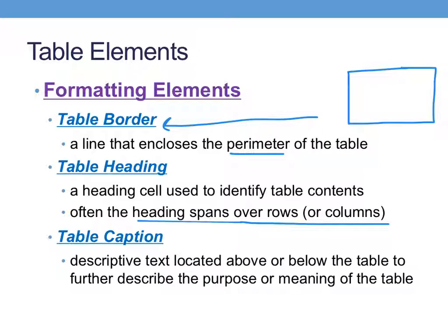And then a table caption, which we will do later on as well, is a descriptive text that's located above or below the table that further describes the purpose or meaning of the table. So what I mean by that is this text is often in italics and really just highlights the purpose of that table with a couple of words. It shouldn't be an entire paragraph, but it's just a fragment of information that's used to clarify the purpose of the table or what the information in the table actually represents.